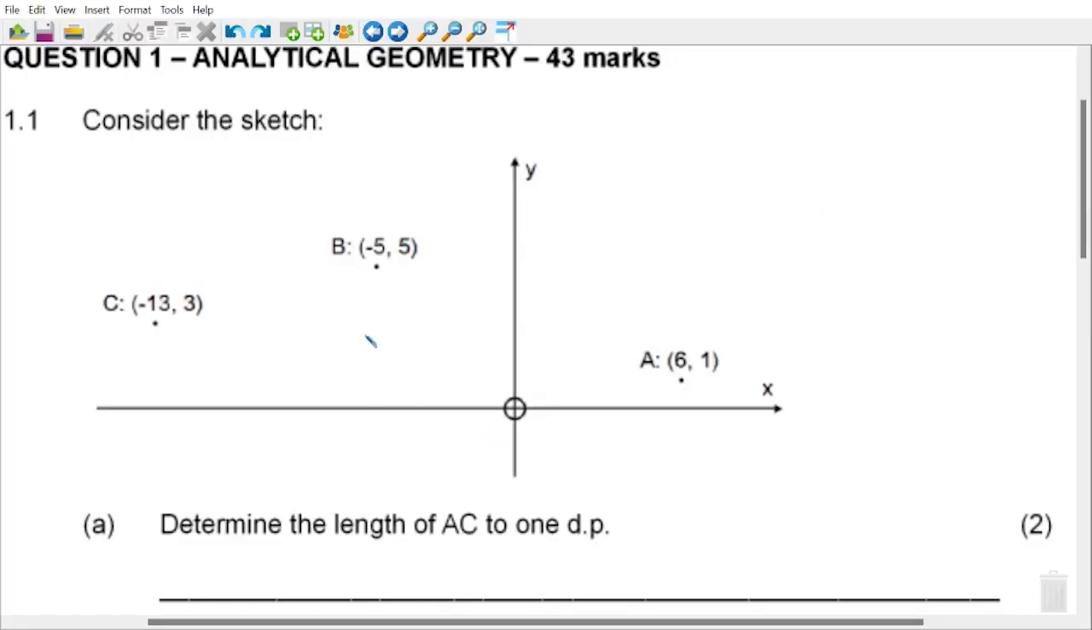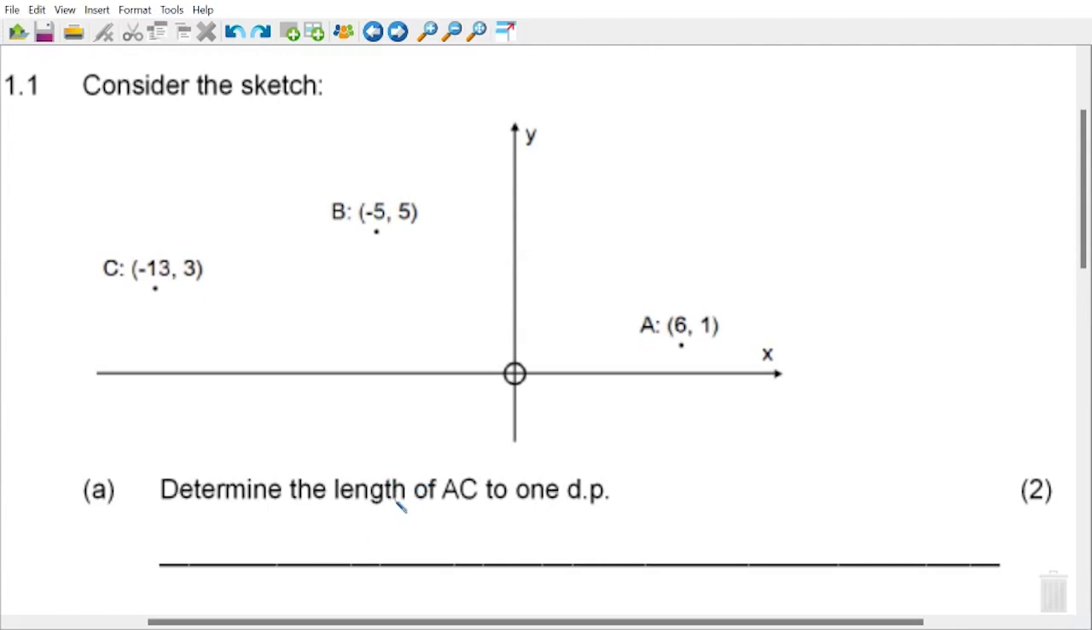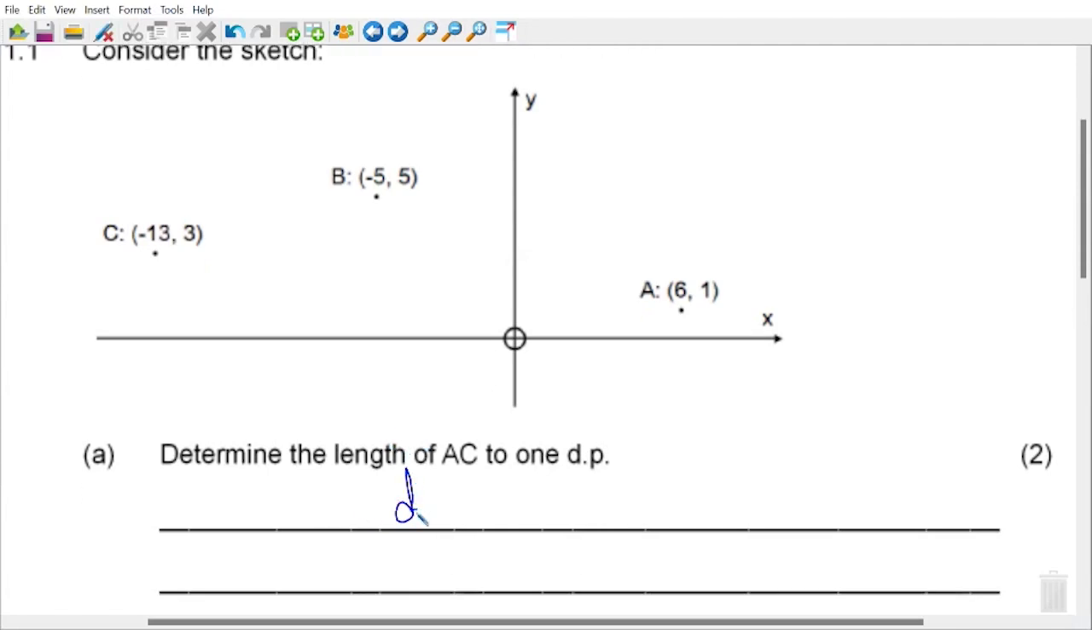Straight in, the first section is analytical geometry, and the very first question asks us to find the length of line AC. So we're just going to use our distance formula as it's provided. Remember, the distance formula is just the difference between the x values of 2 points squared added to the difference between the y values of those same 2 points squared.